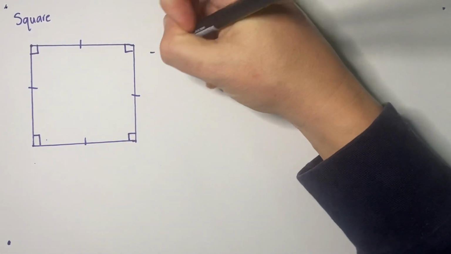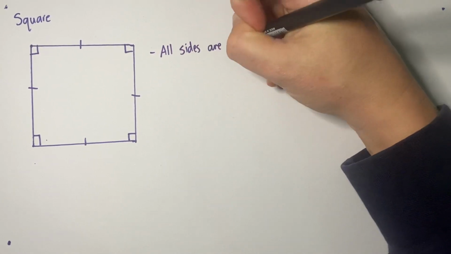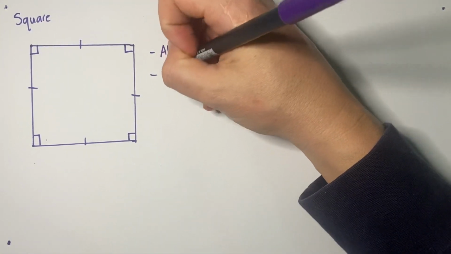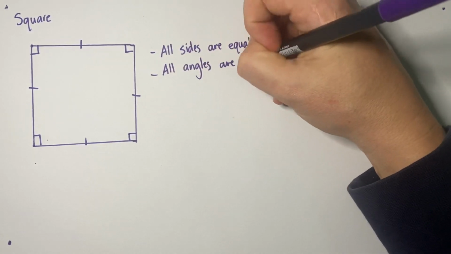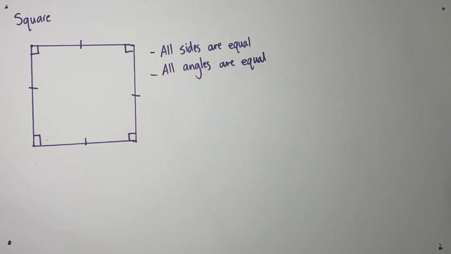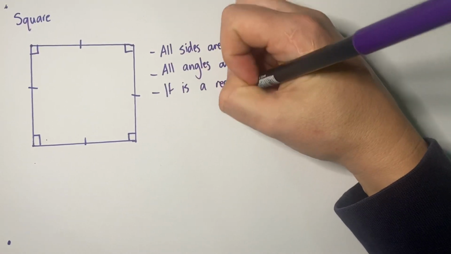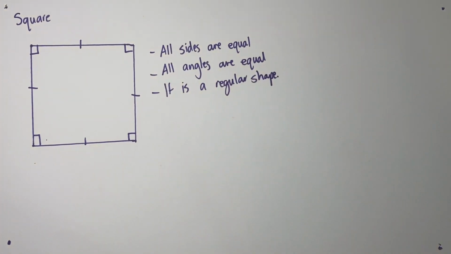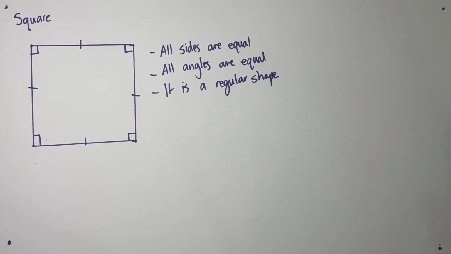So now I'm going to list it here. All sides are equal. All angles are equal. Okay. It is a regular shape. And here is where you'll include any other properties of the shape that you're drawing. Okay, so I guess that's my little description there.